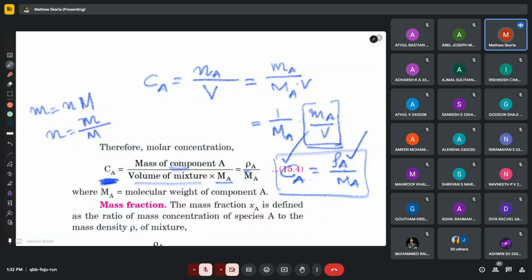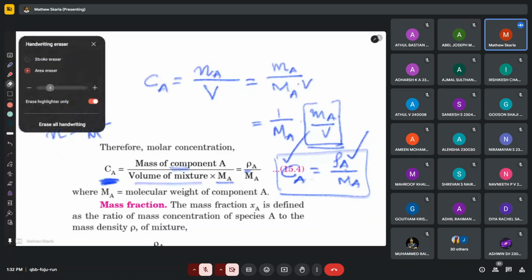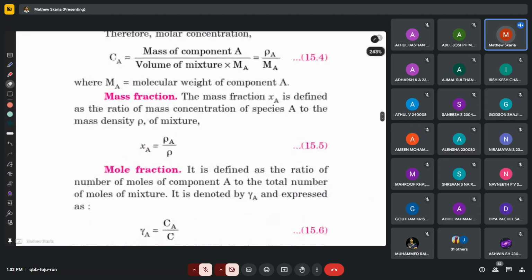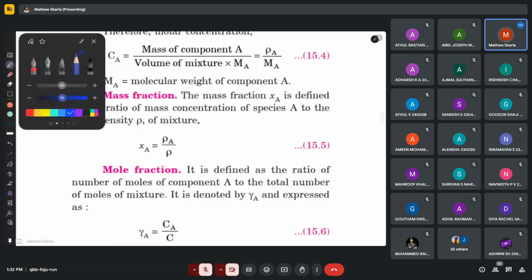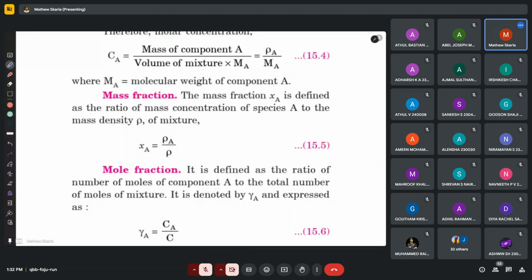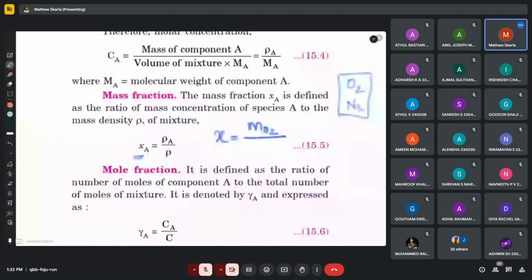Then coming to the next definition. I hope it is clear. Then it is the mass fraction. Mass fraction is denoted by x. Let us take a mixture containing two gases, oxygen and nitrogen. Then mass fraction means x is equal to the mass of oxygen divided by the total mass. If we write it in density form, divide by V, because the volume is the same. We are taking the same volume.